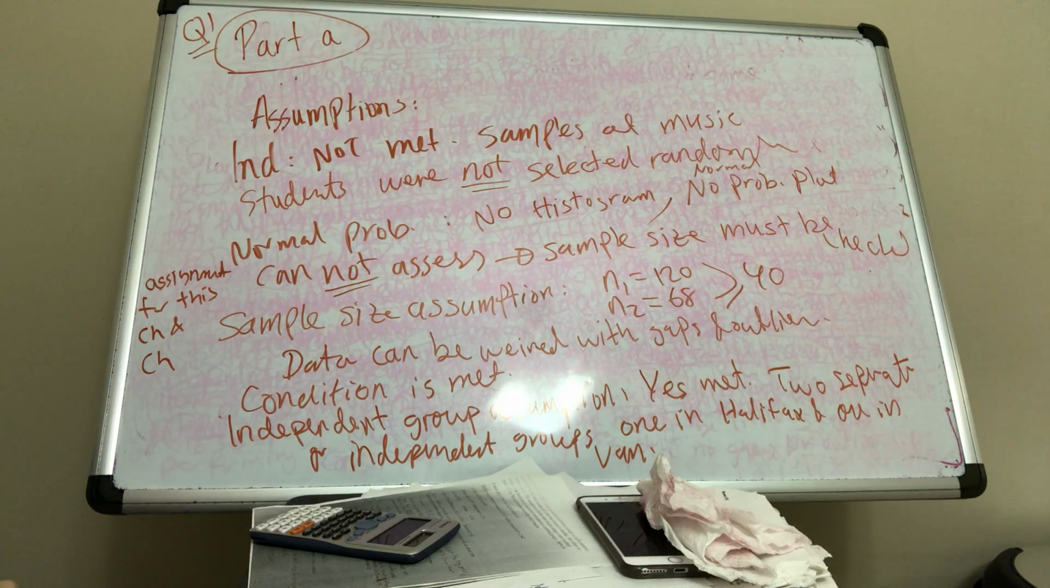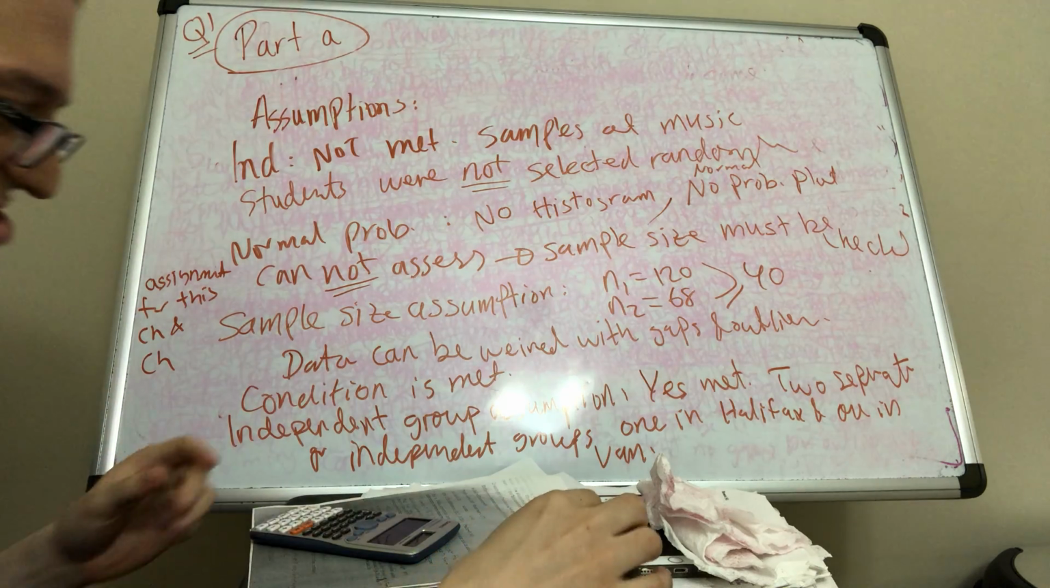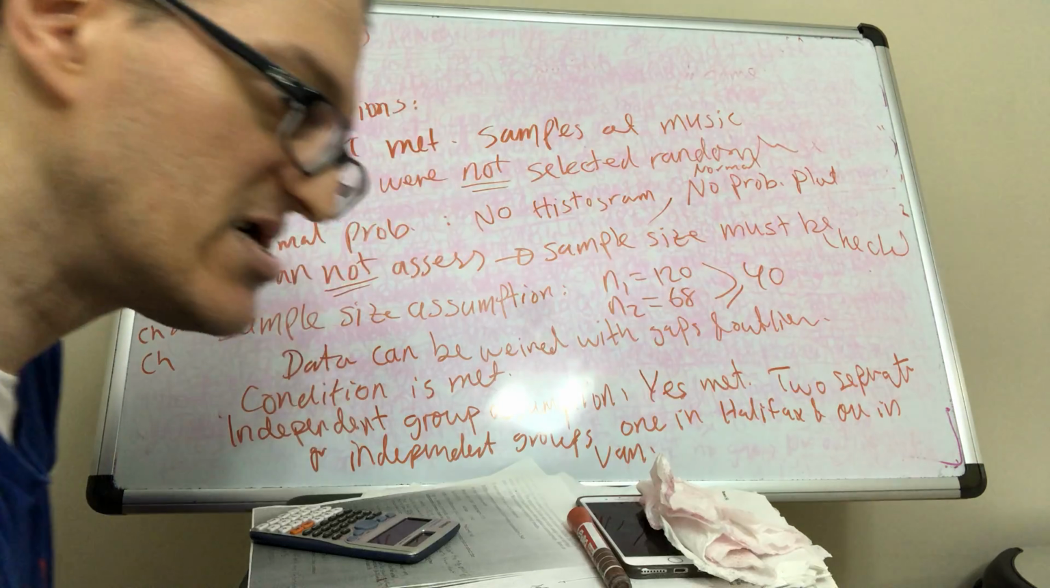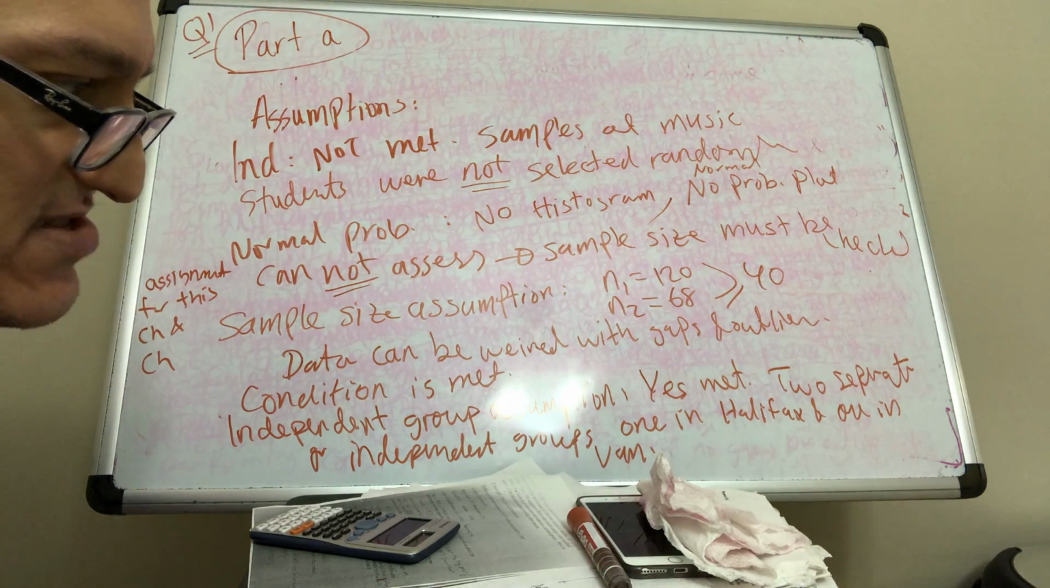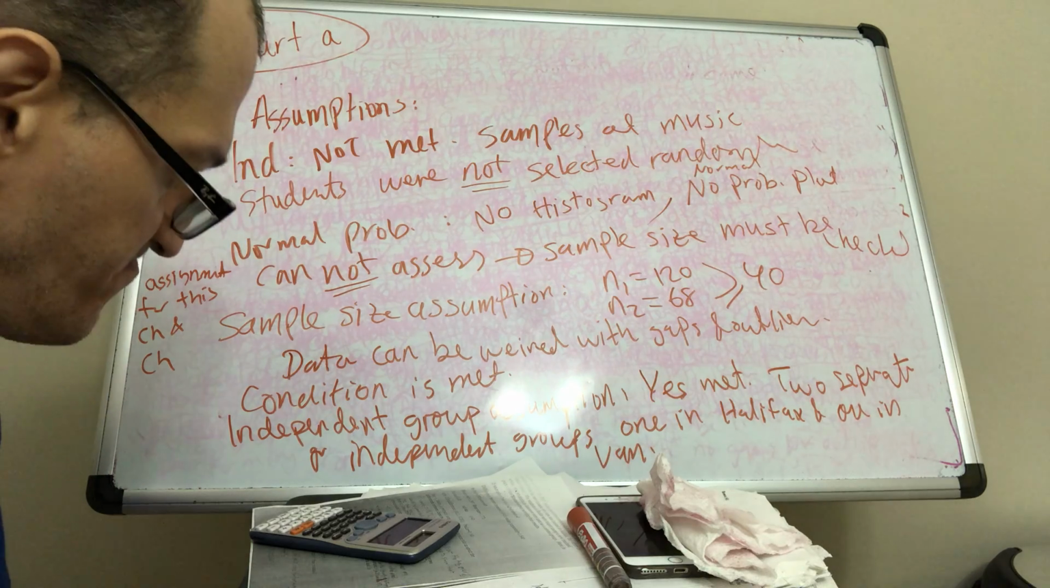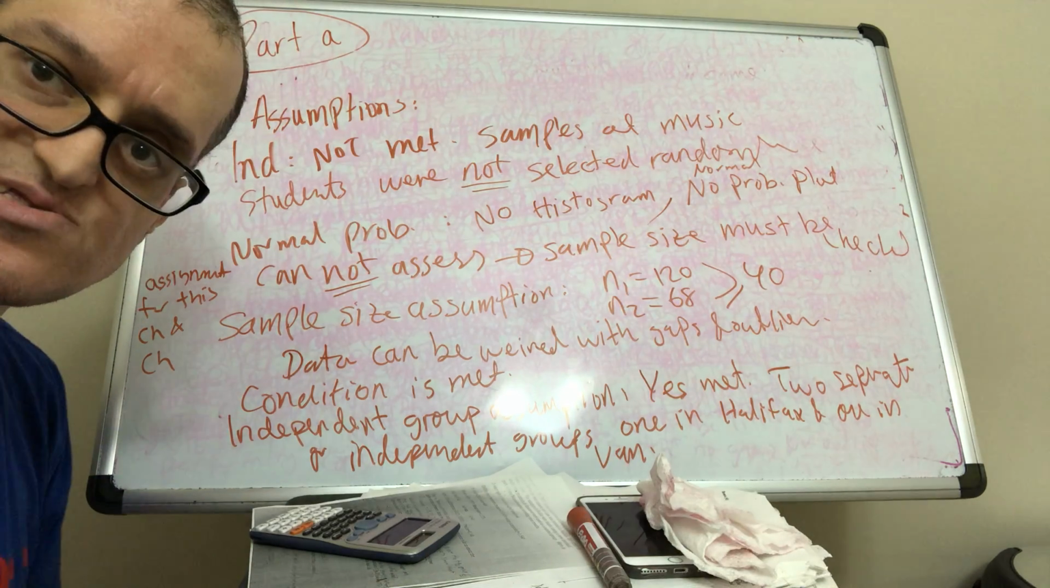Now the only thing left to go over is the idea of chi-square, goodness of fit versus independence. So I'll do this in the next video.